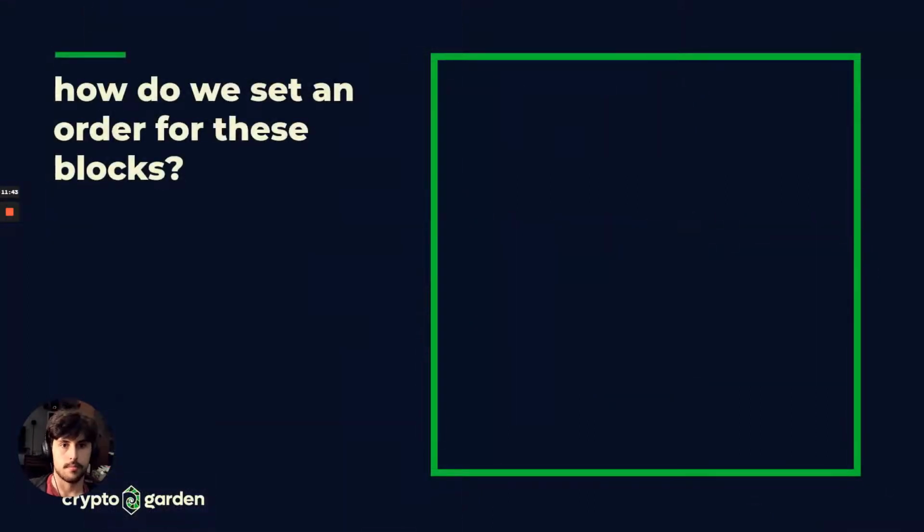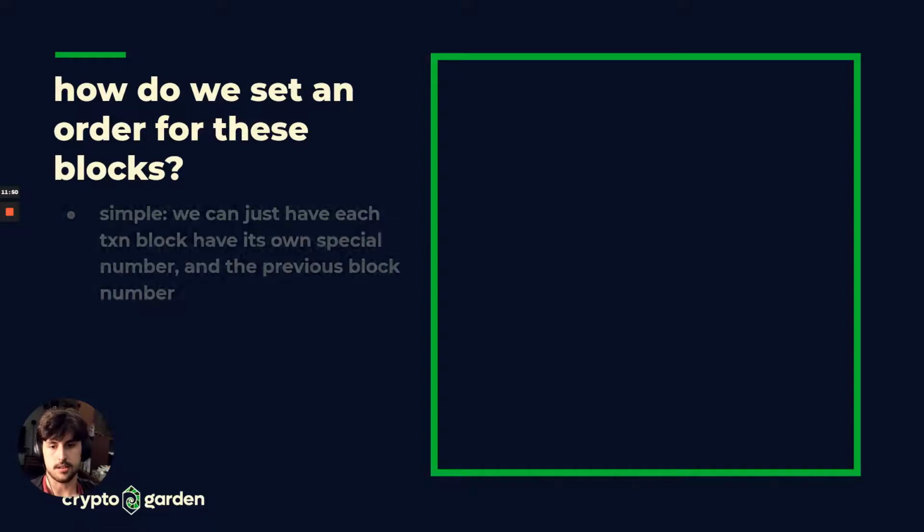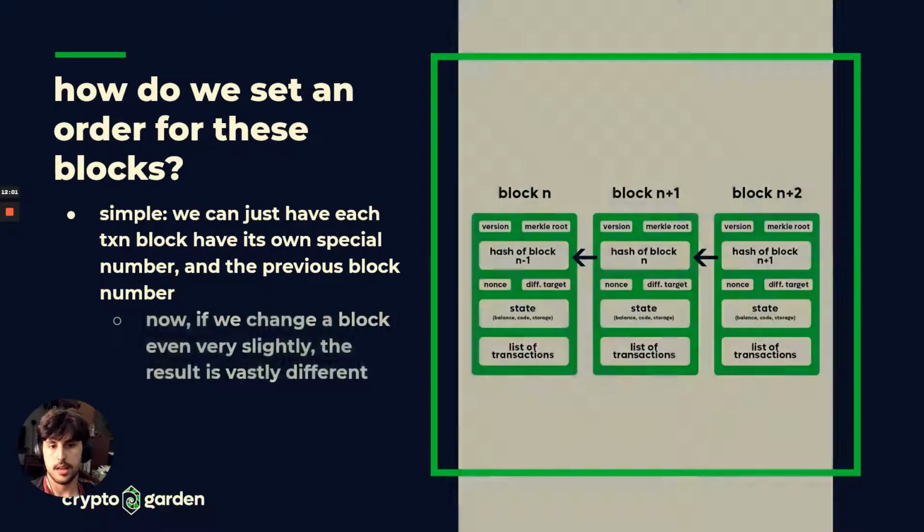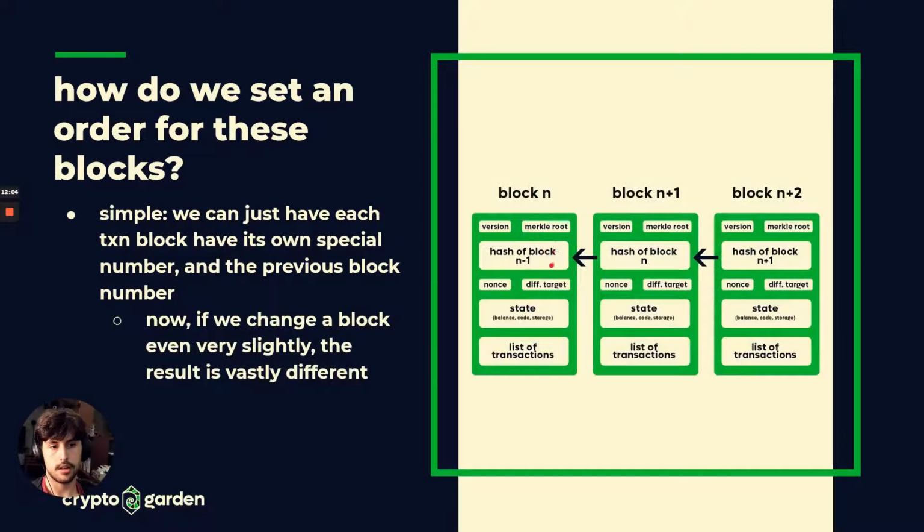Okay, so how can we set an order for these blocks so that our transactions happen in a set order? Well, we can just have each transaction block, where we define the number of transactions in a block, have its own special number and also the number of the previous block. So in this little diagram I made, you can see we have the previous block number and its own number, right?